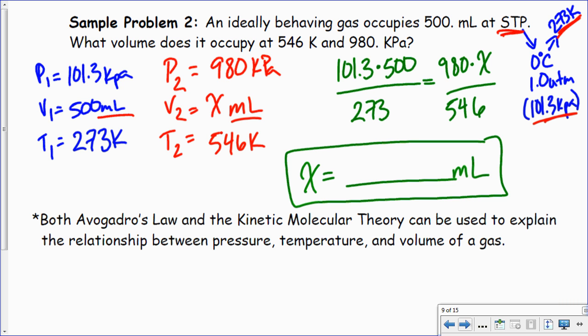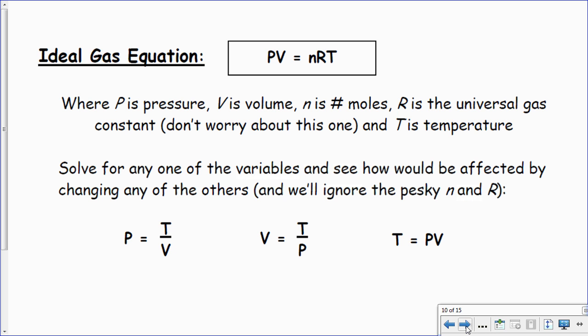Both Avogadro's law and the kinetic molecular theory can be used to explain the relationship between pressure, temperature, and the volume of gas. And again, remember, that equation is P1 V1 over T1 equals P2 V2 over T2. So let's get into some of these other different types of ideal gas equations. This is the ideal gas equation called PV equals nRT. It's designed to relate all of the parameters of a gas together. Pressure is P, V is volume, n is the number of moles, so how much stuff we're talking about. R is a universal gas constant.